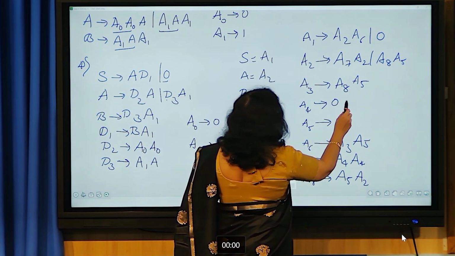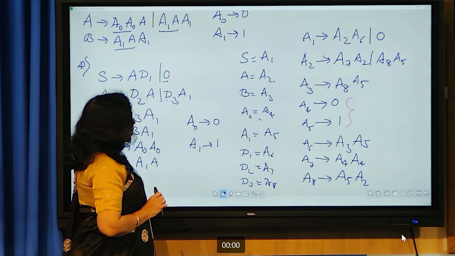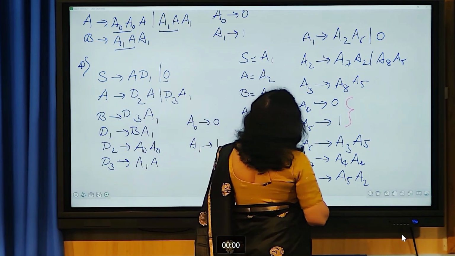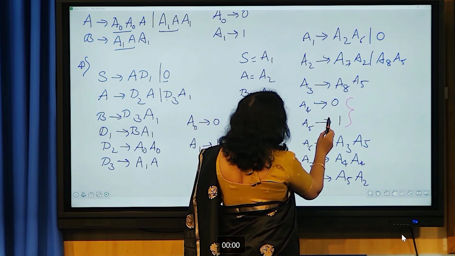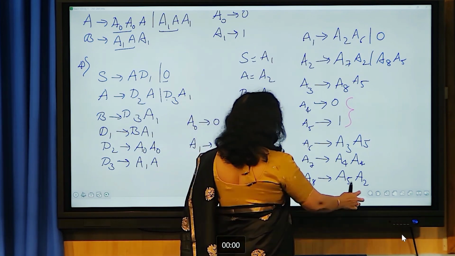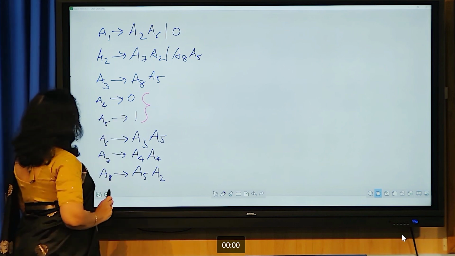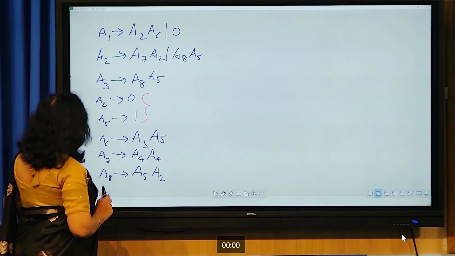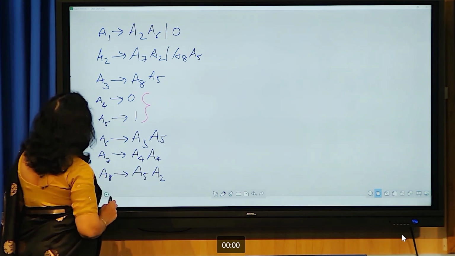These two productions are already in GNF. So, is there any production starting with A4 or A5? We can bring them to GNF form. Now A4 produces 0, A5 produces 1. These two are in GNF. I can see A5 here, I can see A4 here.